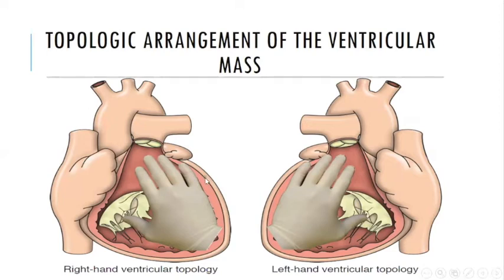theoretically, if the right hand of the observer is placed on the septal surface of the ventricle with the thumb pointed to the inlet and the wrist pointed to the apex of the heart, while the fingers pointed to the outlet, it is called right-hand ventricular topology. On the left, if the left hand of the observer is used, with the thumb pointed to the inlet, the fingers pointed to the outlet, and the wrist pointed to the apex, it is called left-handed ventricular topology.